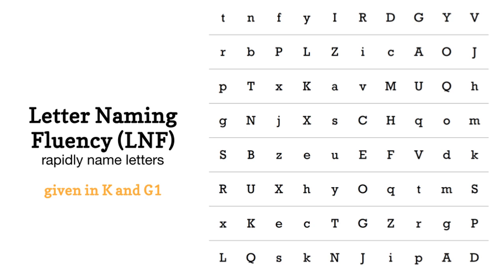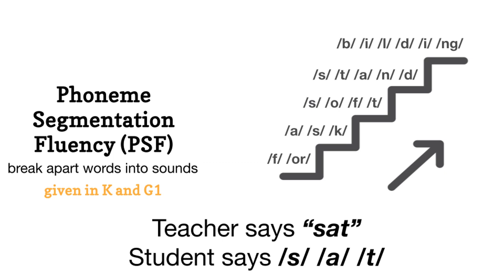Letter naming fluency measures the ability to rapidly name letters. This subtest is given in kindergarten and first grade. Phoneme segmentation fluency measures the ability to segment 2 to 6 phoneme words into their individual phonemes, or sounds that make up the words. This subtest is also given in kindergarten and first grade.